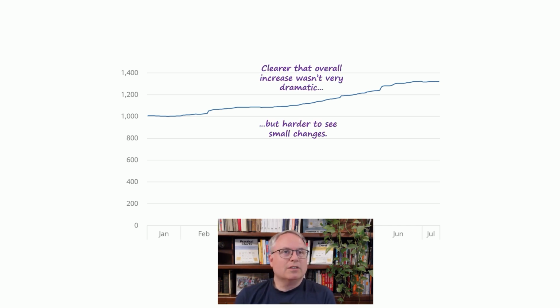And it's also harder to see small changes, right? If I wanted to see the individual increments during times like this, it's a little bit tough to see. So is there a way we could show this big picture, that there has been only a modest increase, but still see those smaller changes?